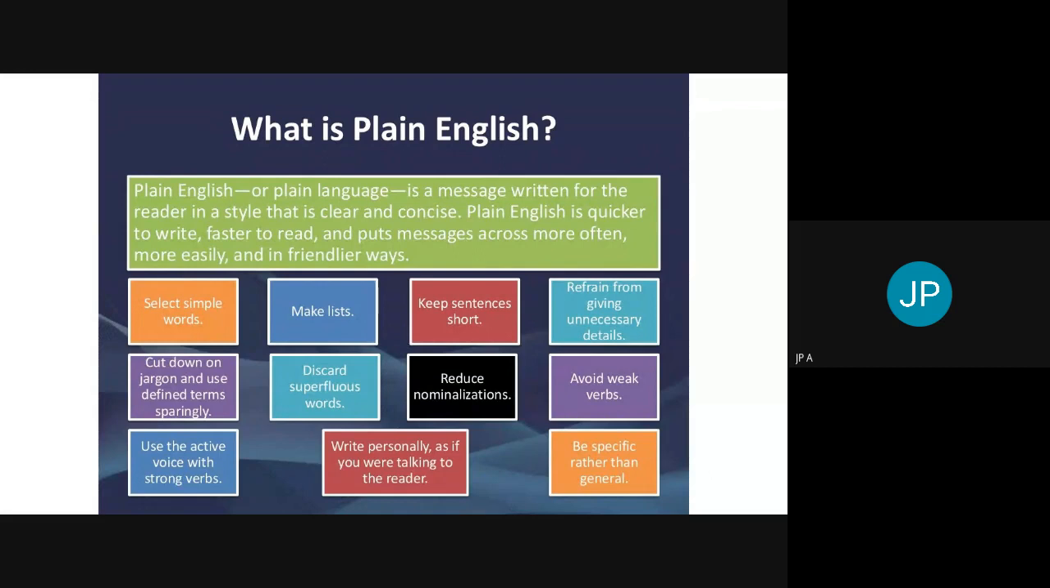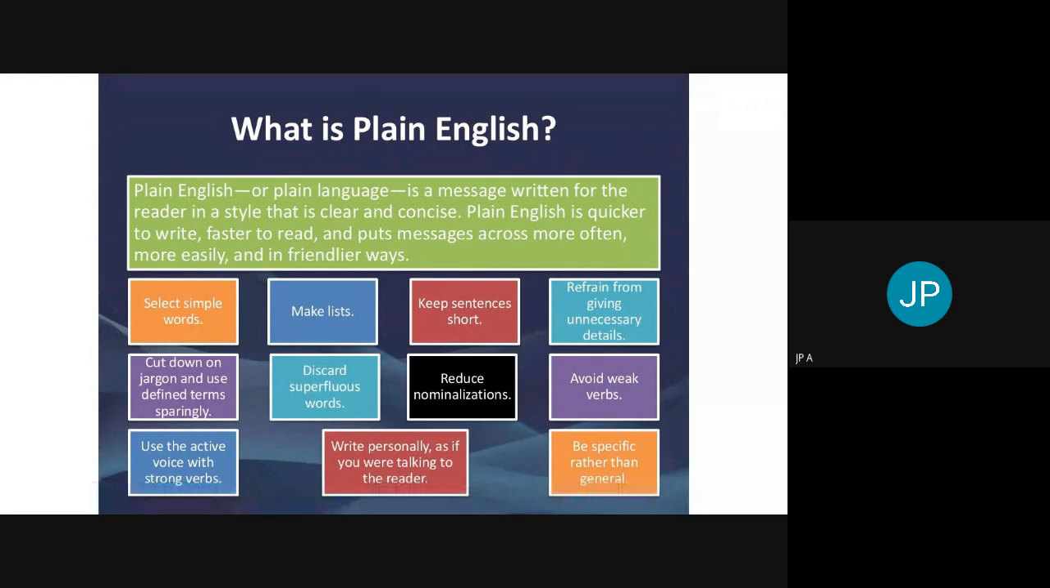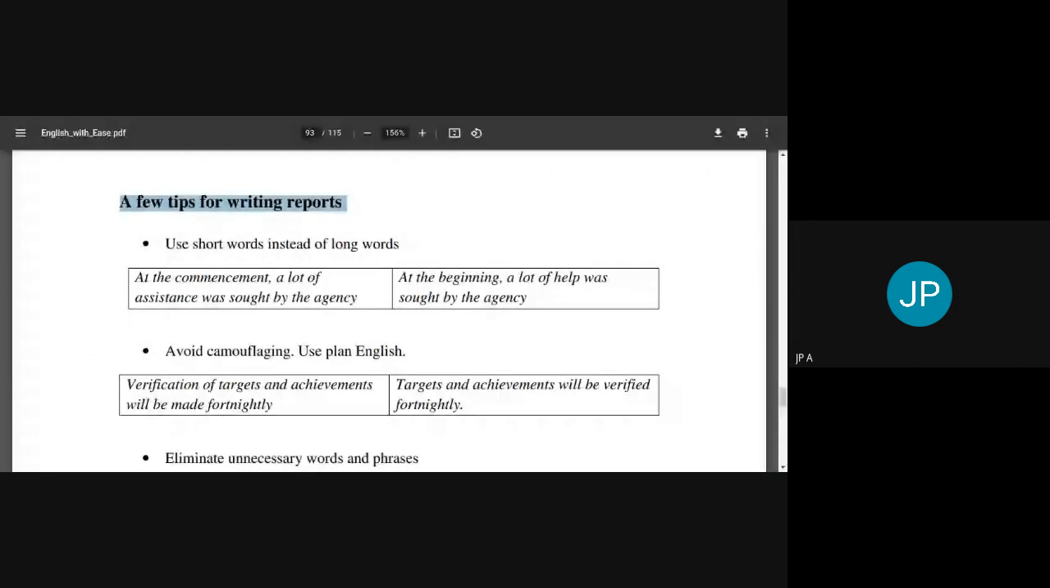So that is called plain language. So we have to use plain language. It is simple language. So that is what is mentioned here in this section of the text also. Please go through this very carefully. You have to use short words instead of long words.